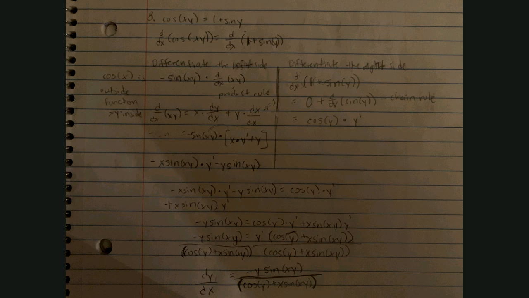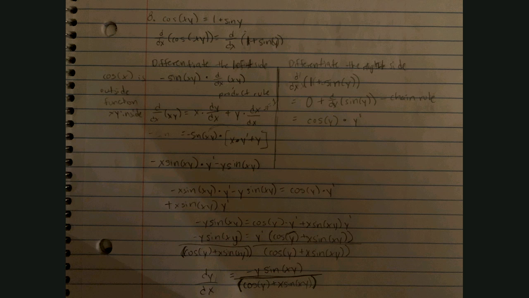Then we take the derivative of the right side. We get 0, since the derivative of 1 equals 0, plus d/dx of sine y. Then we use the chain rule and we get cos y times y prime. And then we set them equal to each other. So negative x sine xy times y prime minus y sine xy equals cos y times y prime. And then we add the negative x sine xy y prime to the other side, and we get negative y sine xy equals cos y times y prime plus x sine xy y prime.